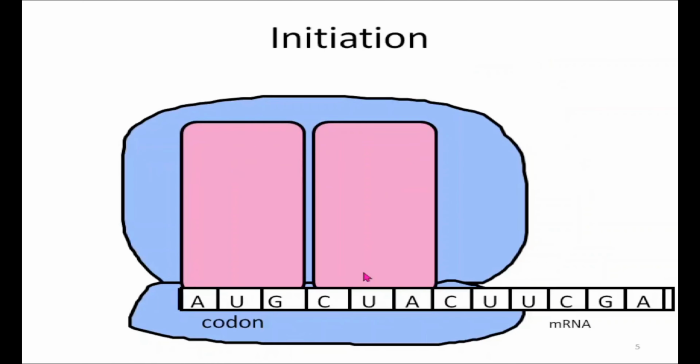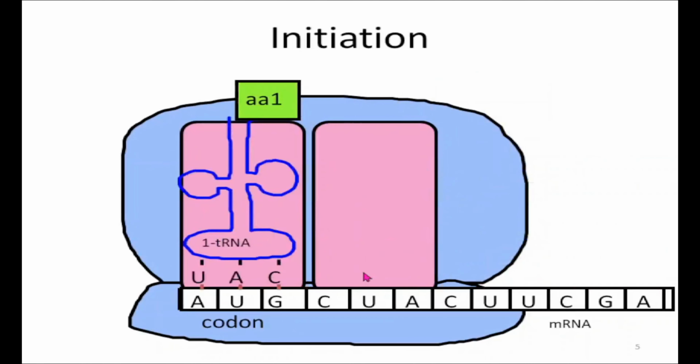Then the first tRNA comes, then initiation. The first process of protein making is initiation, starting the protein making process. The anticodon UAC, the complementary anticodon for the codon AUG, attaches to the ribosome. Then hydrogen bonds form between the bases.